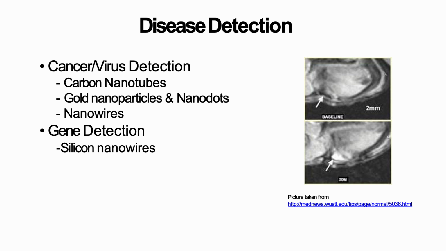We can also use silicon nanowires for gene detection. So for any type of gene that is causing a disease condition, we can use nanowires in order to detect if those genes exist in a tissue or in a cell. It's very interesting to see, again, how we can use the nanotechnology in medicine.